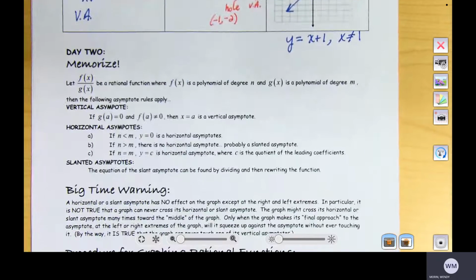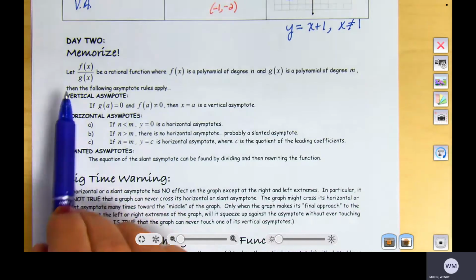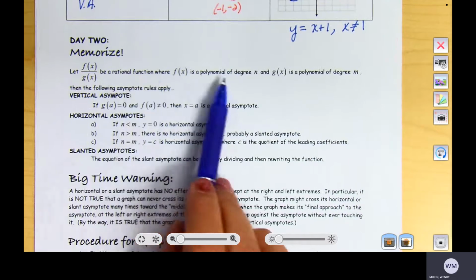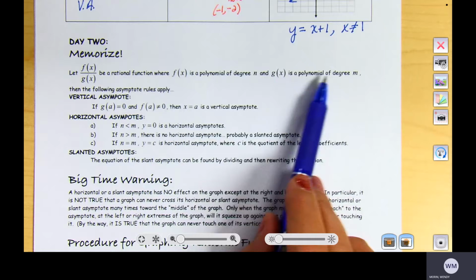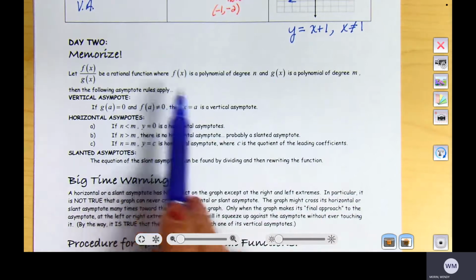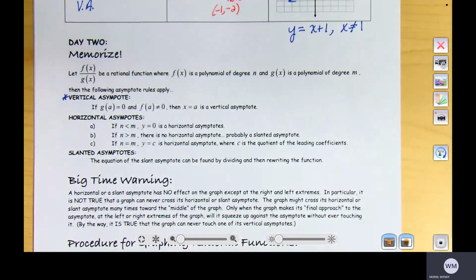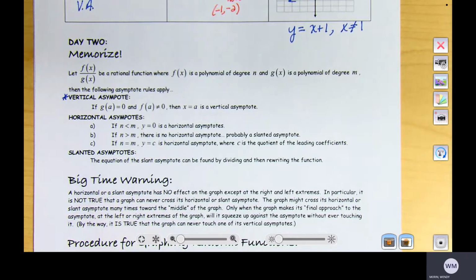Moving on. This is basically what we went over. Okay? If f of x over g of x is a rational function, f of x is a polynomial of degree n, and g of x is a polynomial of degree m, then the following asymptote rules apply. We went over this one already, the vertical asymptotes. Now, this is new. Horizontal and slant asymptotes.